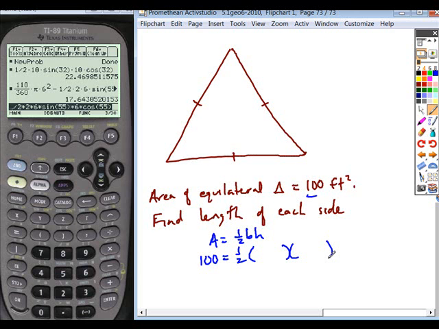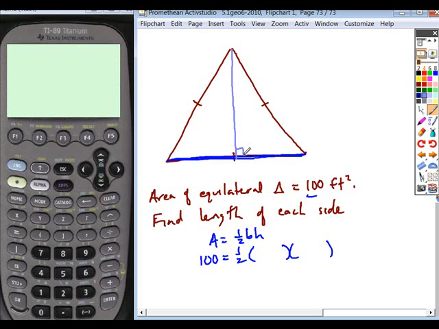The fact that all these sides are equal means, does it matter which side you choose as your base? No, it's all going to be the same. So let's say we choose the bottom as our base. If that's our base, then our corresponding height is going to be this perpendicular to the opposite vertex. What's unique about an equilateral triangle when you draw in your altitude? Cuts it into what, Jacob? It makes two 30, 60, 90 triangles.